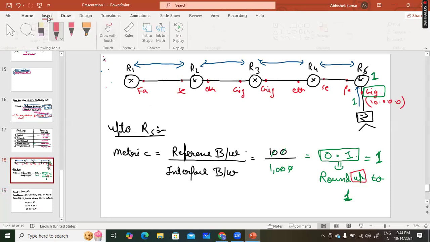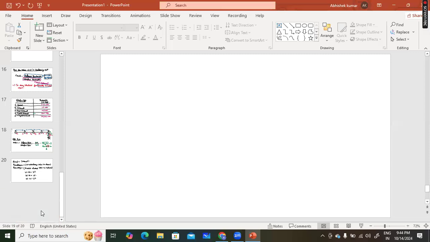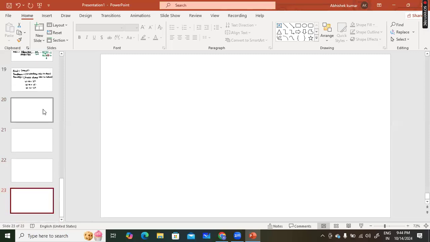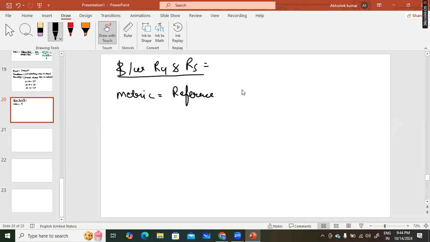Okay. Let me add some slides. So now we have to calculate the metric between R4 and R5. The formula would be reference bandwidth upon interface bandwidth.